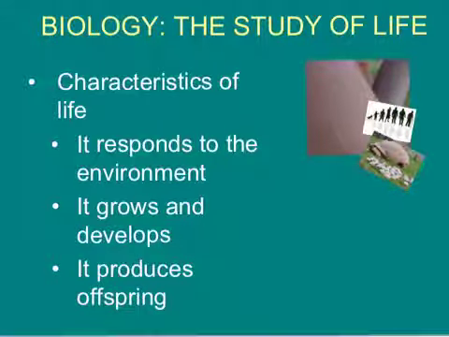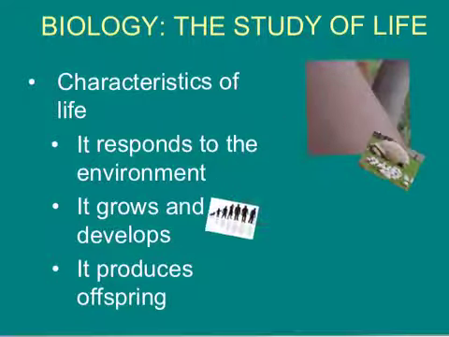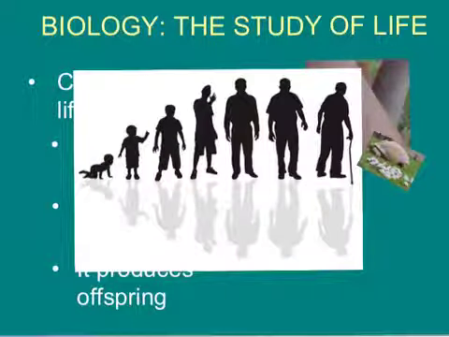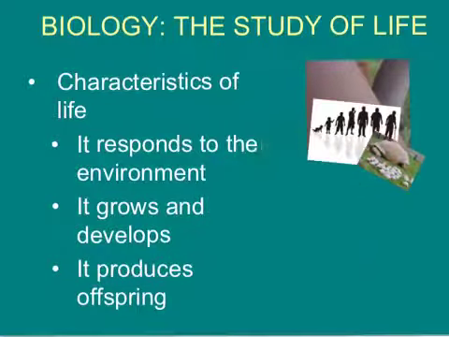The next thing we want to talk about is that it grows and develops. So whenever we look at this picture about how a man will go through his life cycle, women go through that too. They start out as an infant, then they grow to a child, and then it's a young adult, and then we go to the cane. It's a natural progression that all living things go through. We grow and develop. And then it produces offspring.